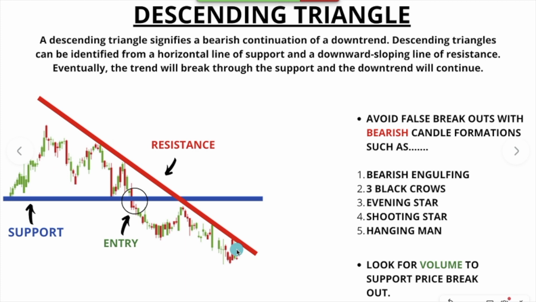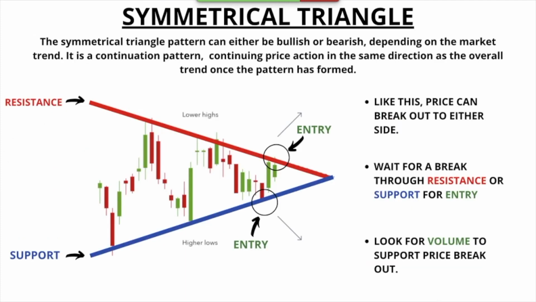So the next formation that we have is a symmetrical triangle. The symmetrical triangle pattern can either be bullish or bearish, depending on the market trend. It is a continuation pattern, continuing price action in the same direction as the overall trend once the pattern has formed. So right here with the symmetrical triangle, as the definition says, it is pretty neutral.